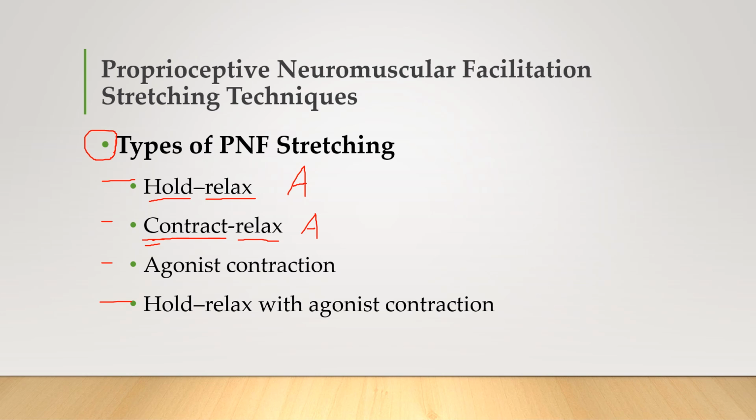Now, when we get to agonist contraction, these terms can get a little confusing at times, but I'm going to do my best to break it down here for you. So agonist contraction, let's take, for example, again, the hamstrings. This agonist contraction is typically performed with no added resistance like your shoulder or anything like that from the therapist. We're going to use this one as a reciprocal inhibition.